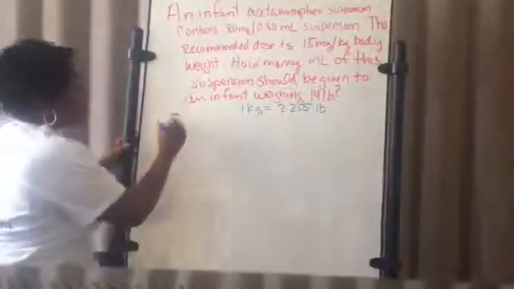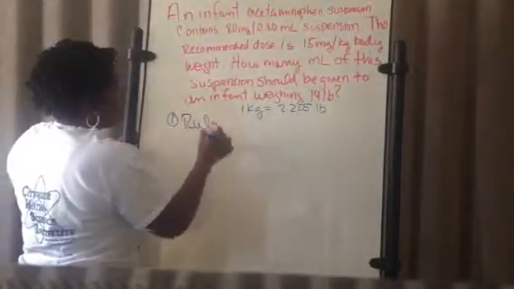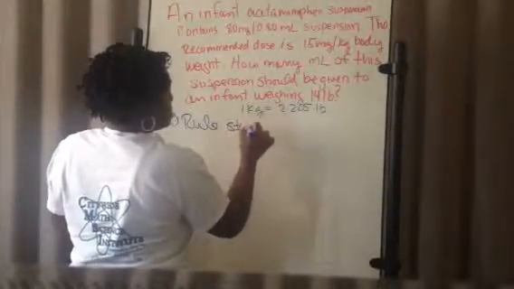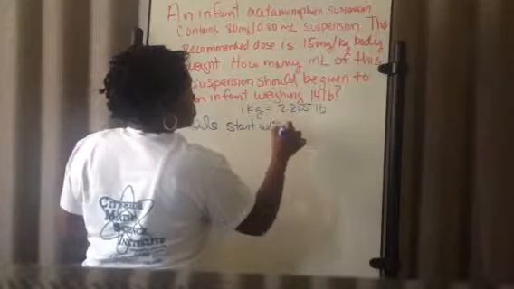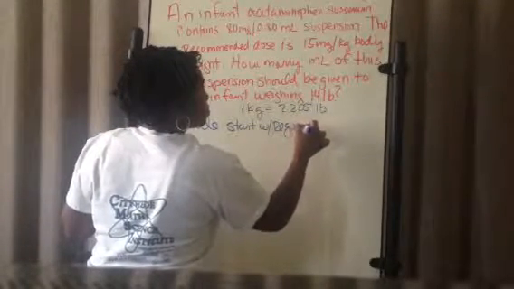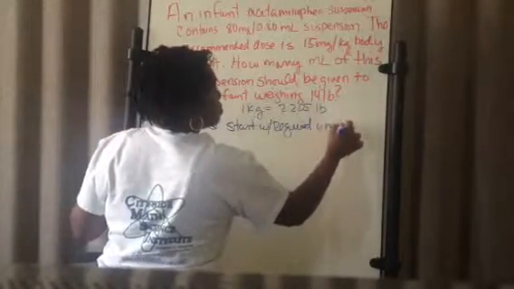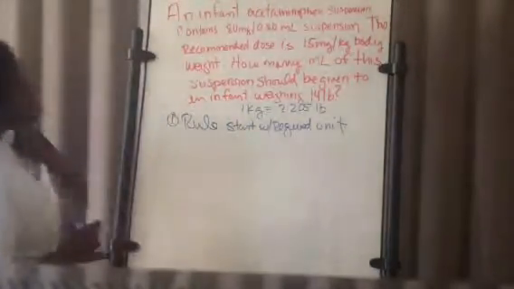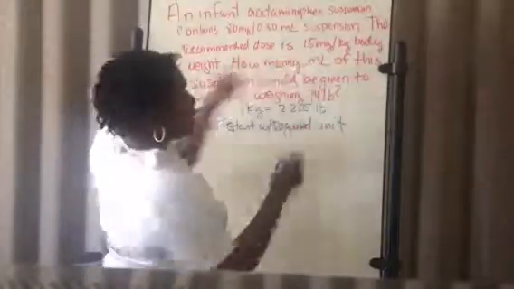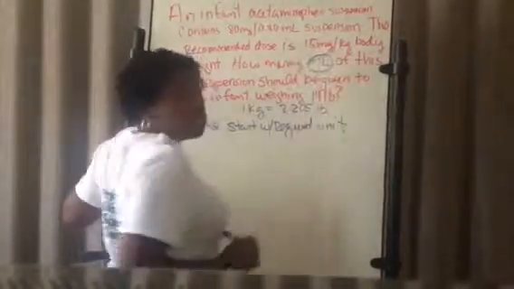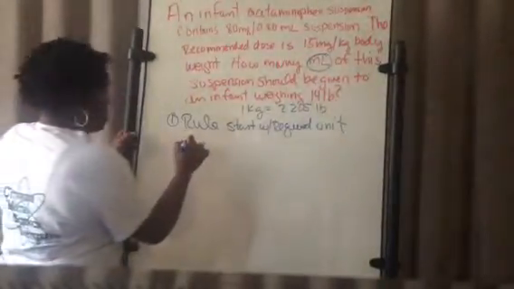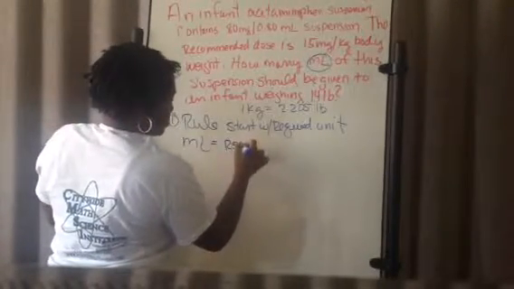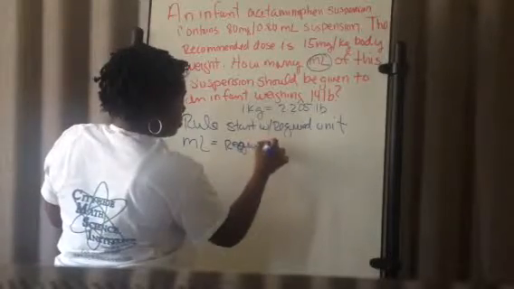So the first rule is to start with the required unit. Alright, so the required unit in this problem will be what? How many mLs? Alright, that's the unit. So we put mLs. Milliliters is the required unit.